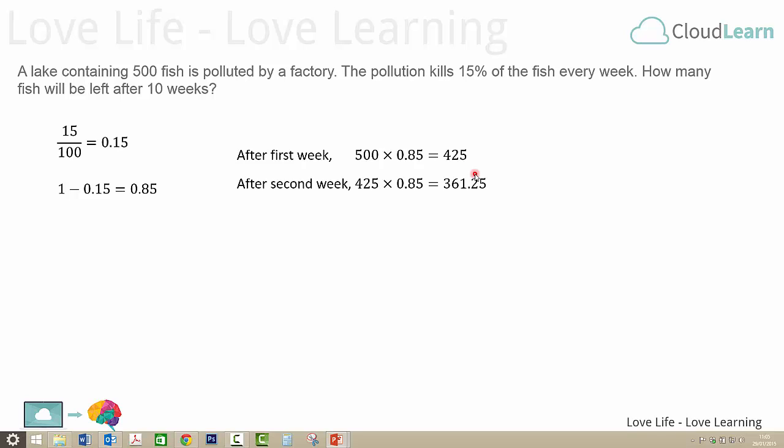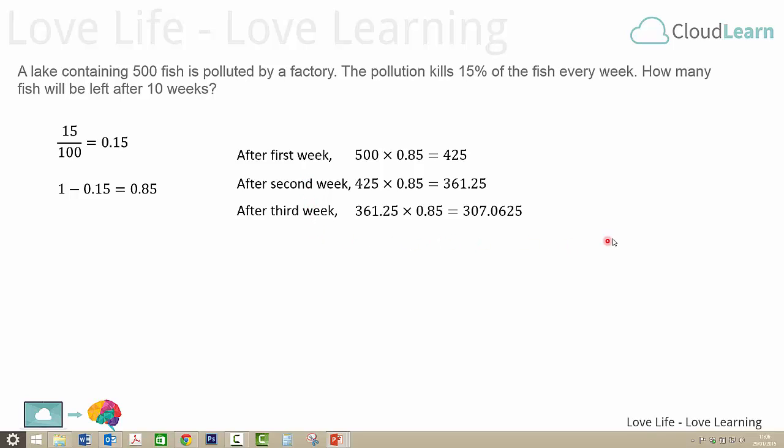After the second week, we'd be starting with 425 fish, of which at the end of the second week there'll only be 85% left, so we multiply by 0.85 to get 361.25. After the third week, we take the 361.25 fish that we've got at the start of the week, multiply by 0.85, so we're finding 85% of this number, and that gives us 307.0625. Now, we are actually looking at 10 weeks here, so we'd need to repeat this process 10 times.